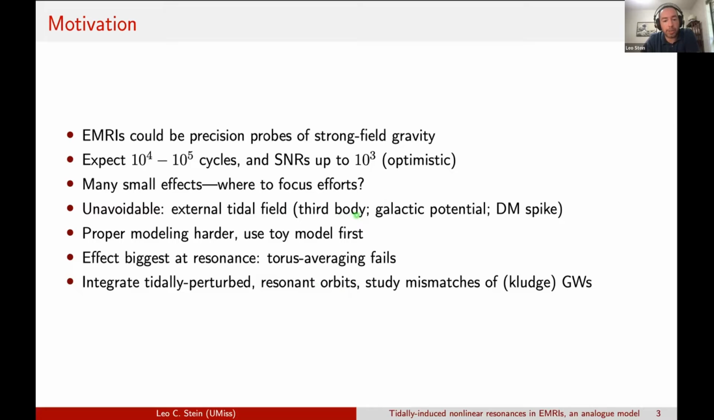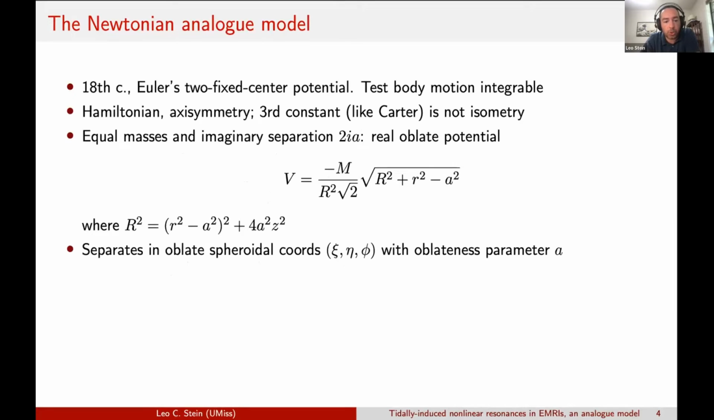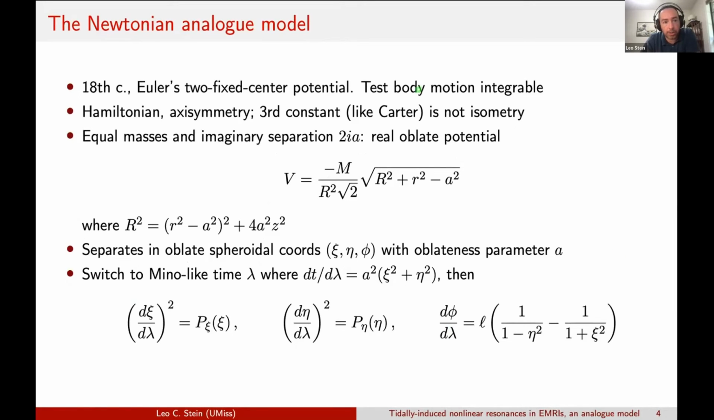So there are lots of possible external tidal perturbations. You could have a third body. You could have the potential of the whole galaxy that you're embedded in. There could be some dark matter spike around the supermassive black hole. And we're going to focus on resonances. That's what's generally predicted from perturbations of integrable systems. Away from resonances, perturbations are not as important. Okay, so what we want to see is the nonlinear effect. So we're going to integrate the tidally perturbed dynamics, and then we're going to study the gravitational waves with the kludge model.